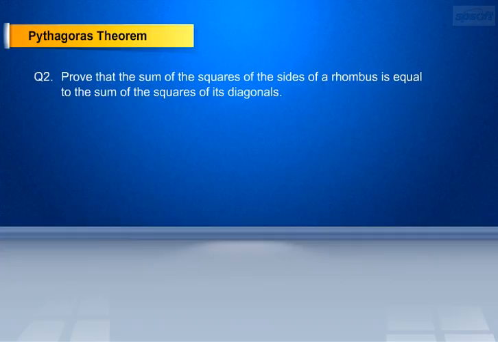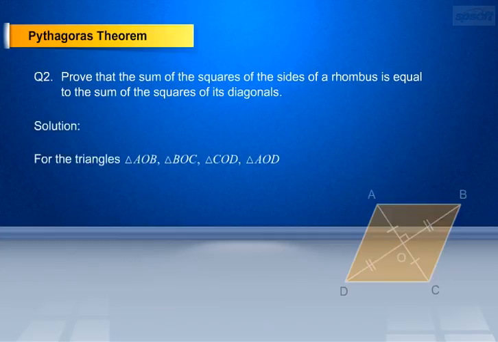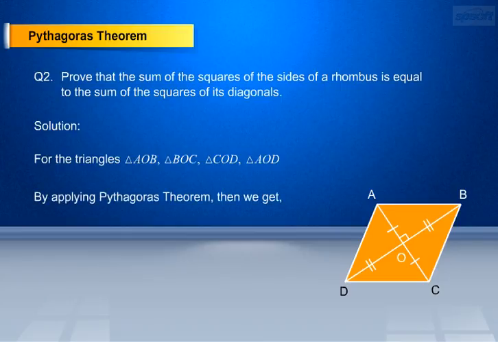Question 2. Prove that the sum of the squares of the sides of a rhombus is equal to the sum of the squares of its diagonals. Solution. Let us draw a figure. From the figure, for the triangles triangle AOB, triangle BOC, triangle COD, triangle AOD. By applying Pythagoras theorem for the triangles, from triangle AOB we get AB square equal to AO square plus OB square, make it as equation 1.